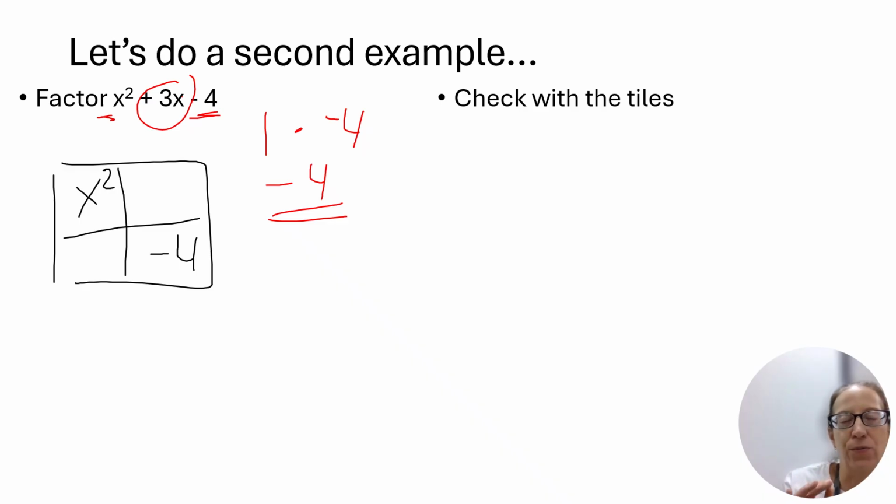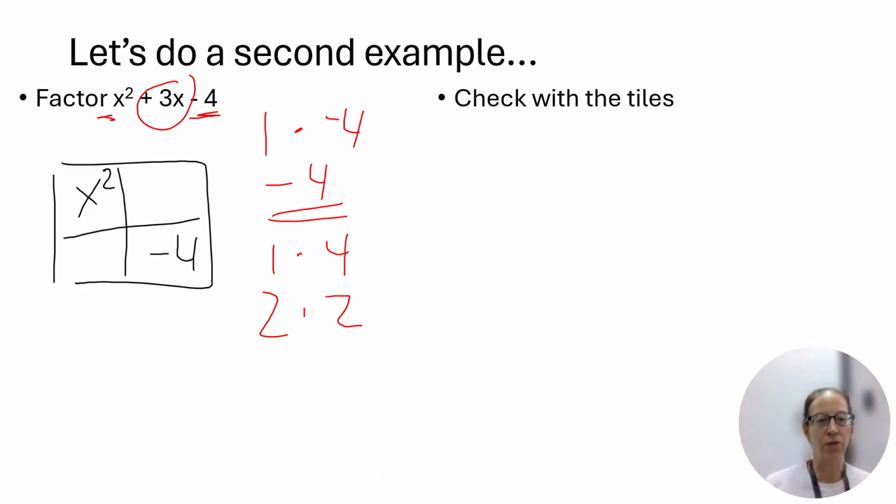Now, here's what I do. I actually ignore the negative for a hot second. I don't ignore it forever, I just ignore it for a second. And I say, what numbers multiply to give me 4? So what are my factor pairs? I could have 1 times 4, or I have 2 times 2.